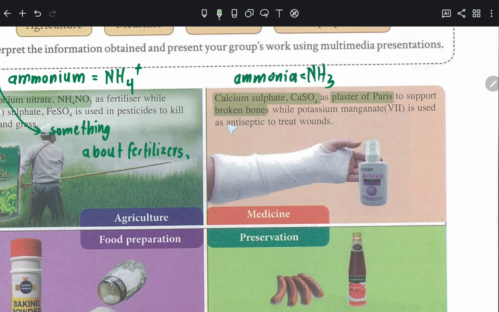Let's say your friend falls from a motorbike, and his hands are all covered in blood, you know, with wounds. So we will clean the wound, the blood and all, with this potassium manganate 7 because it is an antiseptic. So it will prevent infection from growing, and also treat the wound faster. Okay, it stings a bit if you use that.